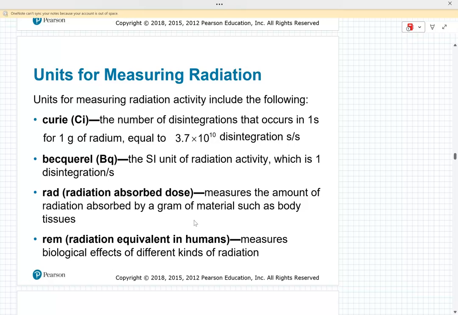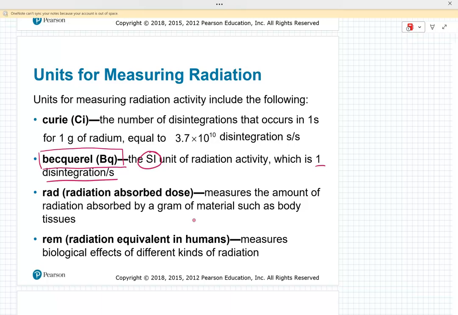Now, what are the units? I'm going to start actually with Becquerel. Becquerel was a French physicist who, I believe, first observed radiation, and Marie Curie and Pierre Curie later explained what's going on. So the becquerel unit is the International System unit, which corresponds to 1 disintegration per second.